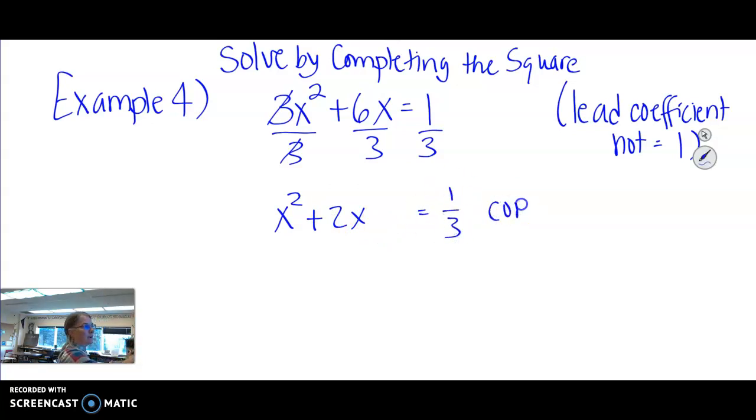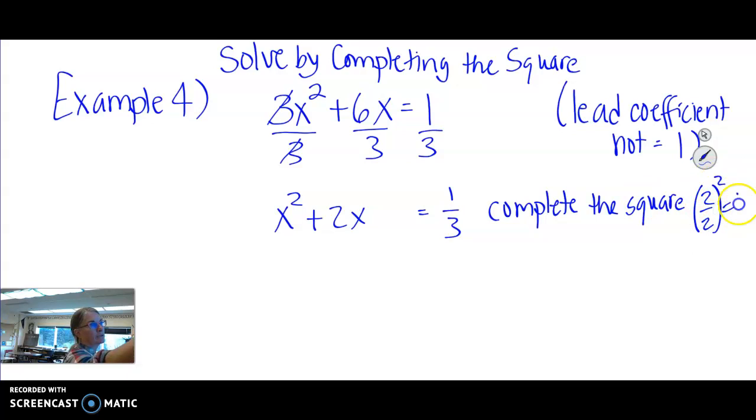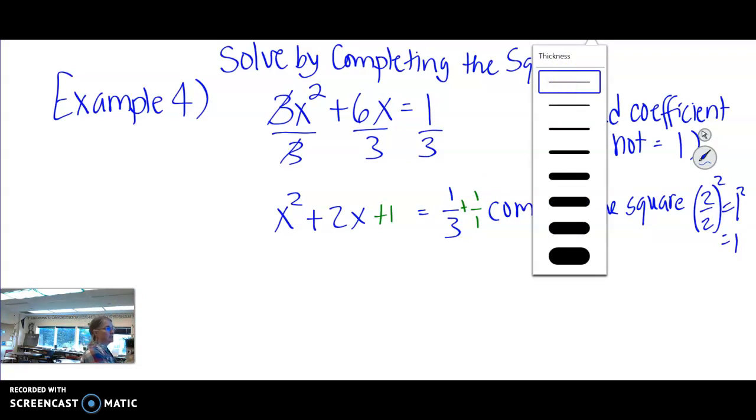When you complete the square, take half of b and square it, and add that to both sides. So 2 divided by 2 is 1. 1 squared is 1. So we're adding 1, adding 1. Since it's a fraction, I'm going to put 1 over 1. So I'm going to want to combine those in a minute.